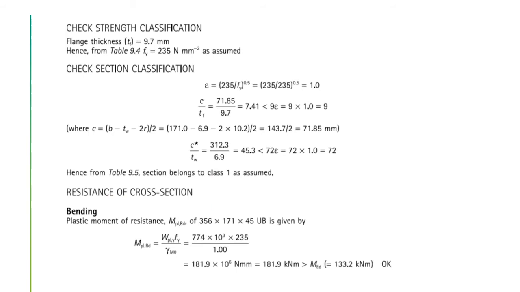Okay, the first checking is the classification of the section. You need to classify the flange. So here is the flange classification, and we get 7.41, which is lesser than 9 epsilon. So it's okay. It means here we get class 1. And also for the web, it is also less than 72 epsilon. So all the section belongs to class 1.